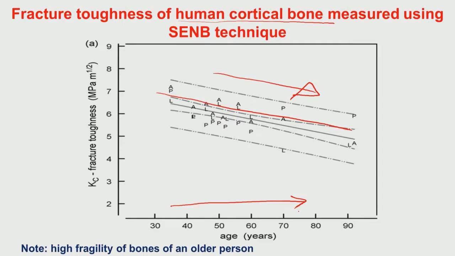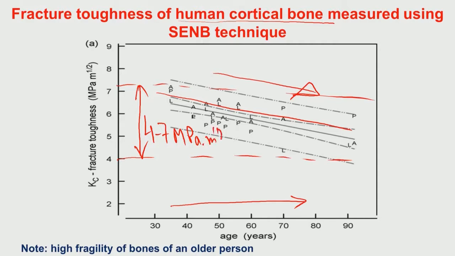That means the bones in older patients will have more proneness towards fracture, or the older patients will be more prone to bone related fracture than the younger patients. The other thing that you notice is the window over which the fracture toughness of the human cortical bone varies, and this window is somewhere 4 to 7 MPa square root meter. So, this is the window across which the cortical bone fracture toughness lies.